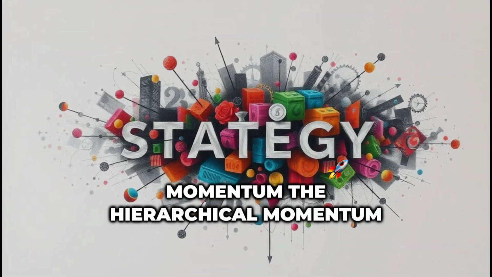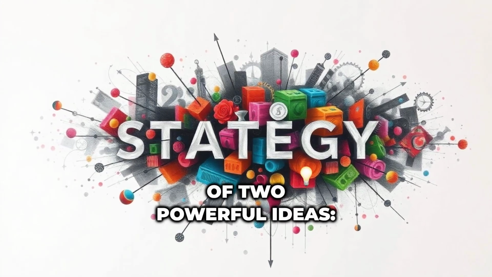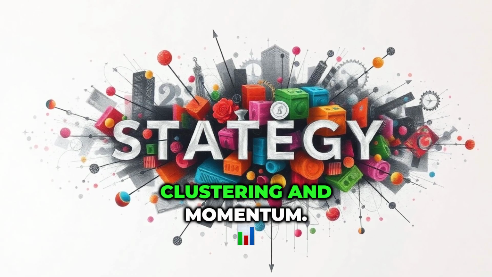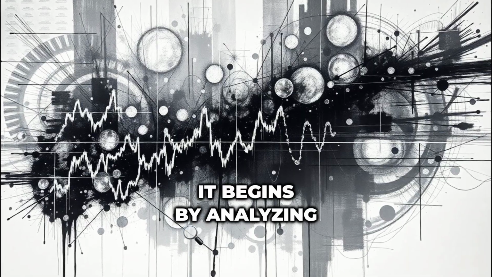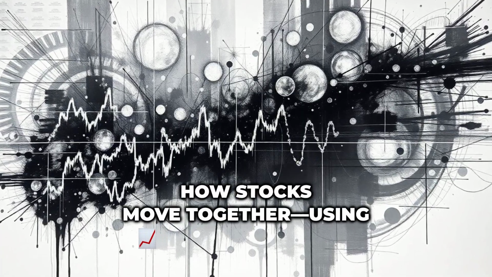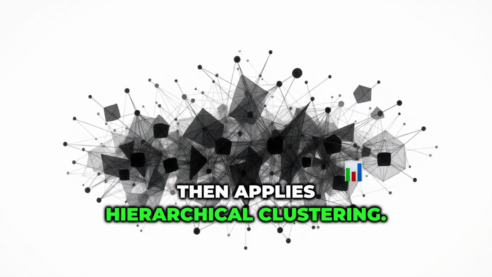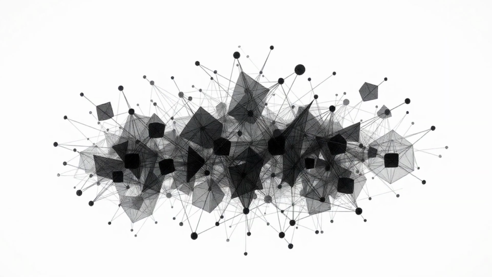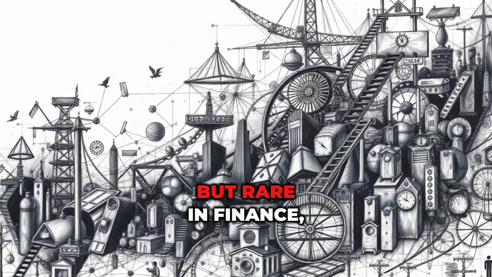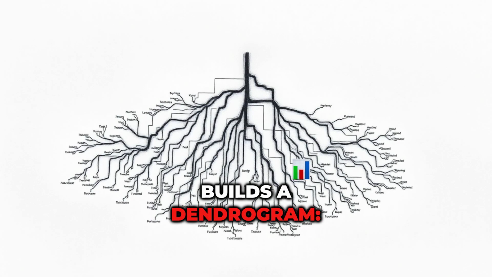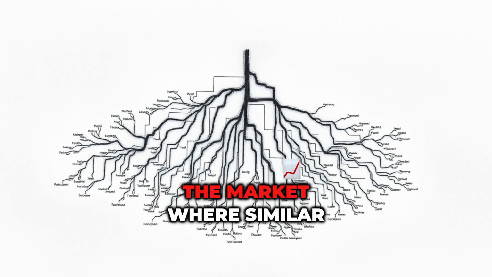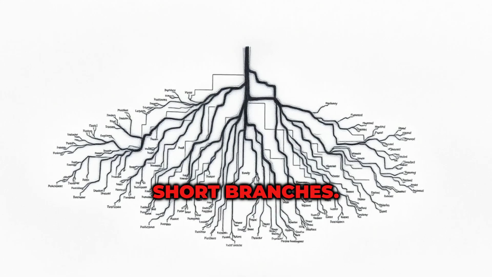Chapter 2. How hierarchical clustering meets momentum. The hierarchical momentum strategy is a marriage of two powerful ideas, clustering and momentum. It begins by analyzing how stocks move together, using a correlation-based distance metric, and then applies hierarchical clustering. This technique, familiar in data science but rare in finance, builds a dendrogram, a tree-like map of the market where similar stocks are linked by short branches.